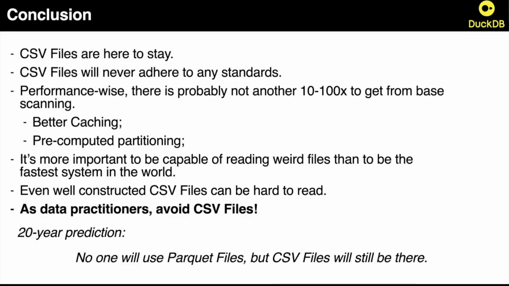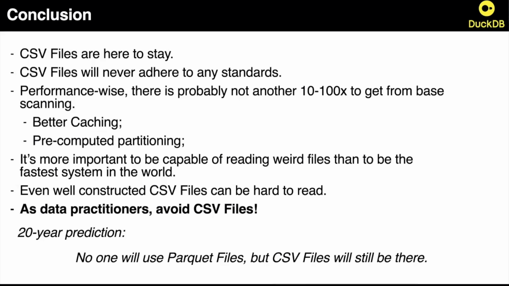People will do that. I believe that performance-wise, there's not really another 10x or 100x we can get from base scanning. What I mean by that is that if you're reading one big CSV file on your machine, or a couple of files, you can of course find corner cases where you can get this type of performance benefit, but in practice, that's more or less where it is. So that's why I'm not that worried about performance anymore, but I'm more worried about robustness and about reading weird stuff. It's more important to be capable of reading weird files than to be the fastest system.